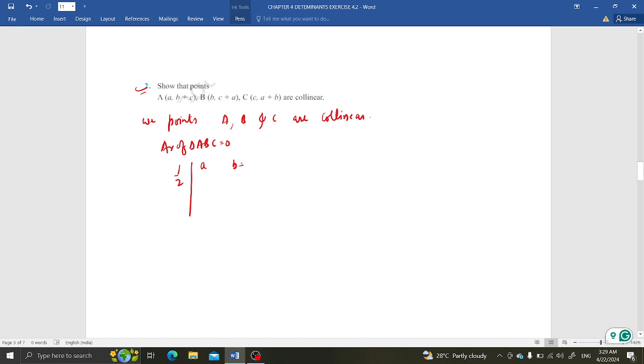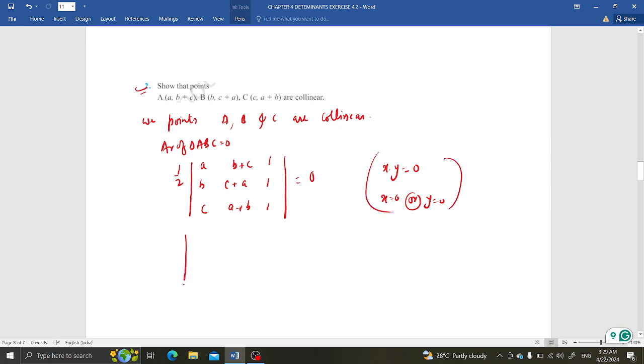A, b plus c, 1; b, c plus a, 1; c, a plus b, 1. This has to be 0. We already know that if the product of two numbers is 0, then if x into y is 0, either x equals 0 or y equals 0. That is the meaning. So here this determinant has to be 0.